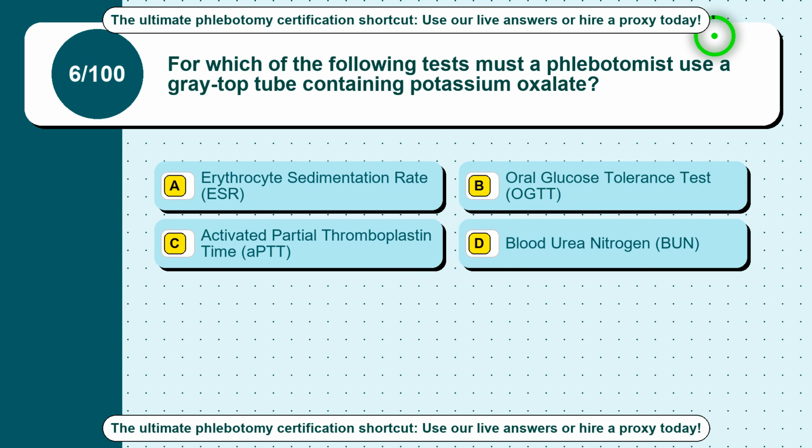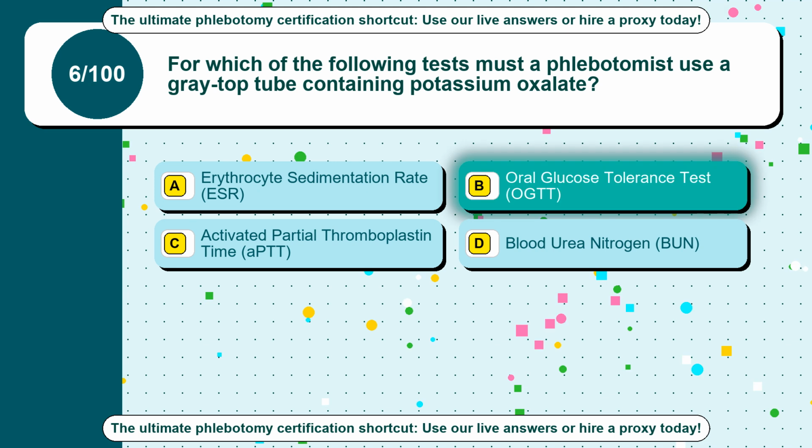Question 6. For which of the following tests must a phlebotomist use a gray top tube containing potassium oxalate? Option A, erythrocyte sedimentation rate, ESR. Option B, oral glucose tolerance test, OGTT. Option C, activated partial thromboplastin time, APTT. Option D, blood urea nitrogen, BUN. The correct answer is option B, oral glucose tolerance test, OGTT.